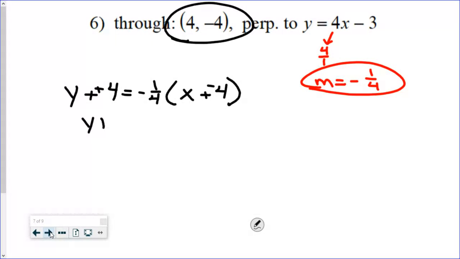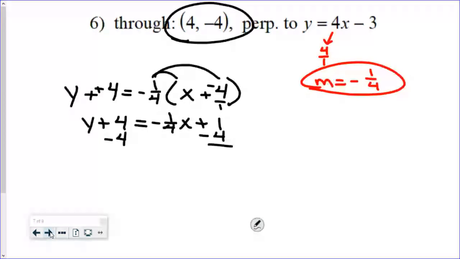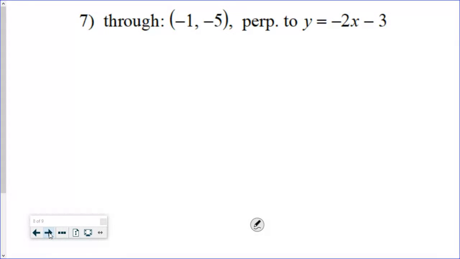So that becomes y plus 4 equals, now I'm going to distribute, -1/4 x. A negative times a negative is a positive, and that's actually 1. But when I minus 4, be careful. That becomes a -3. Okay? Or a -3, same thing. Okay, if you want to do one more, if not, go to the next slide.